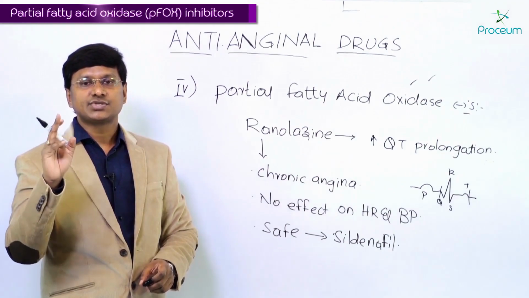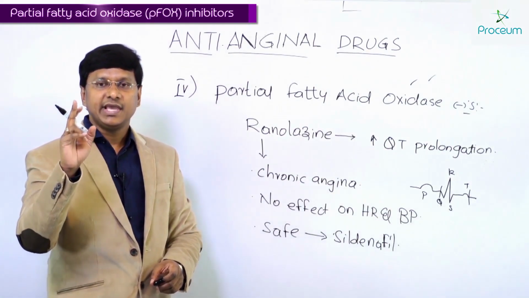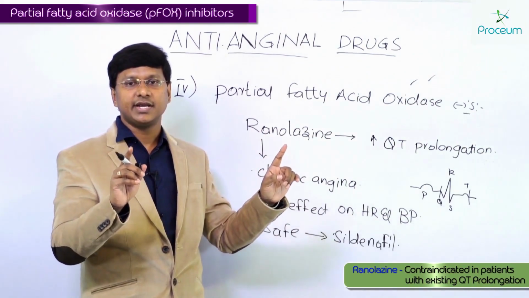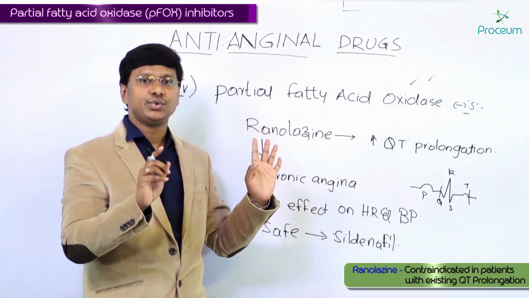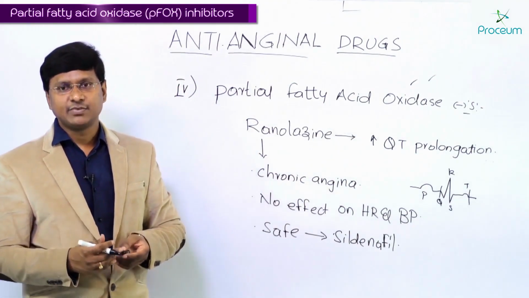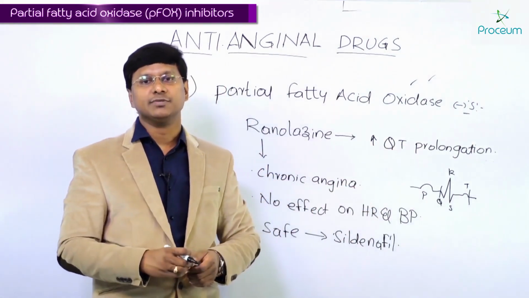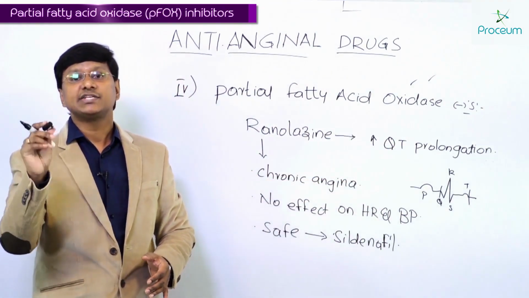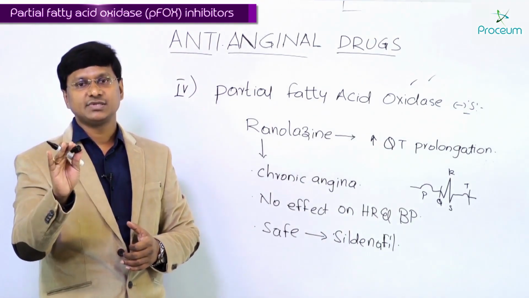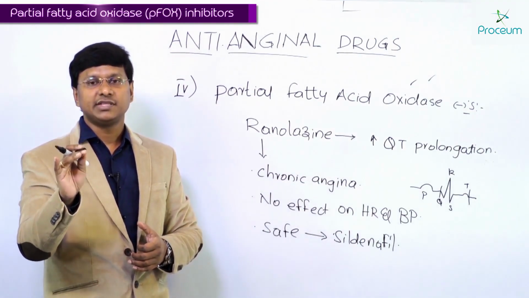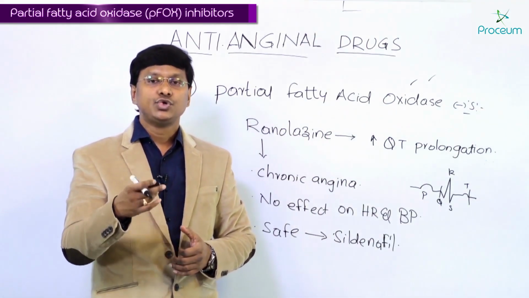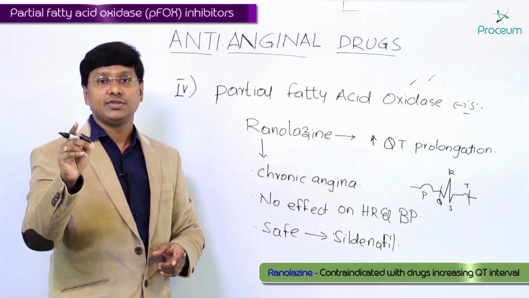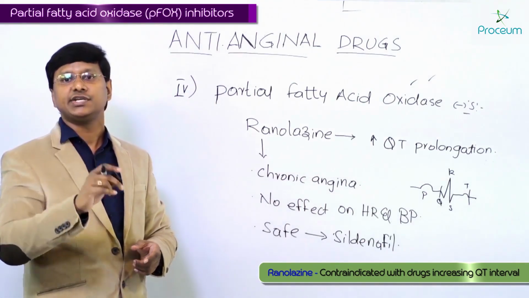So that is the reason why it is contraindicated in patients with an existing QT interval prolongation. This is a very, very important point. Now, what is the disadvantage? When the QT interval is prolonged, what is the problem? Those individuals who have QT prolongation have a high risk of developing arrhythmias. That is the reason why QT prolongation is a very important thing in the ECG, and we have to take utmost care to prevent the development of arrhythmias. So ranolazine should not be given in those individuals who already have QT prolongation.